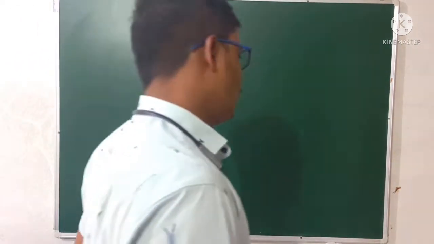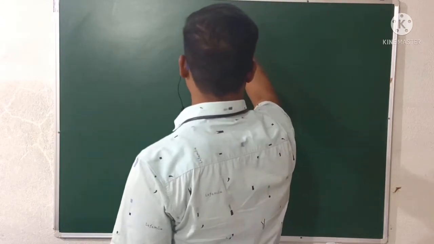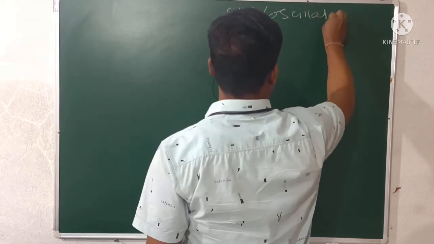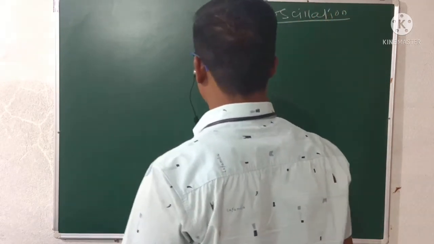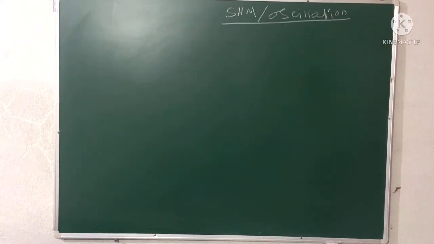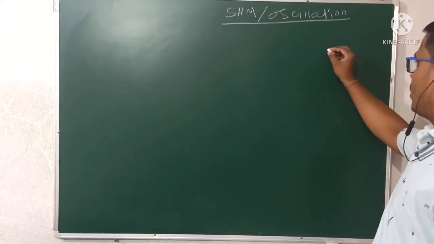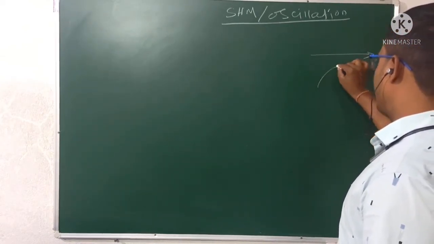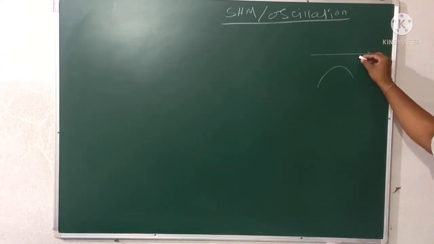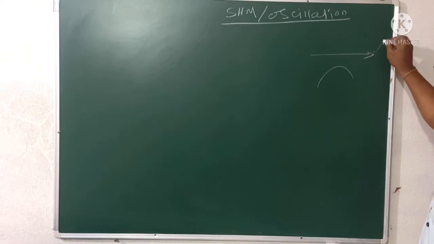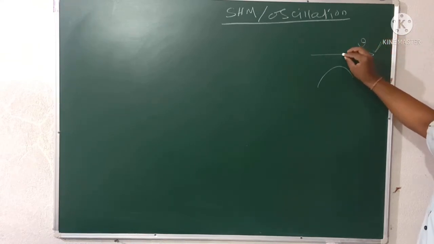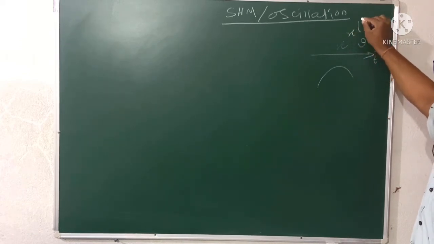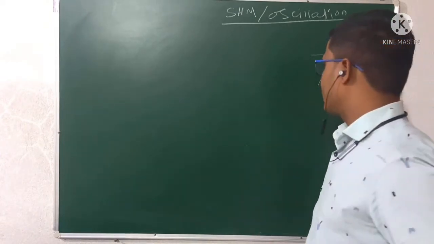Hello everyone. So today we'll discuss simple harmonic motion or oscillation. This is a topic of your rotational motion. In this topic we will discuss what is the difference when we move in a straight line path or a parabolic path. In a straight line path there is a particular velocity, and we determine its position with respect to time, meaning the position is a function of time.